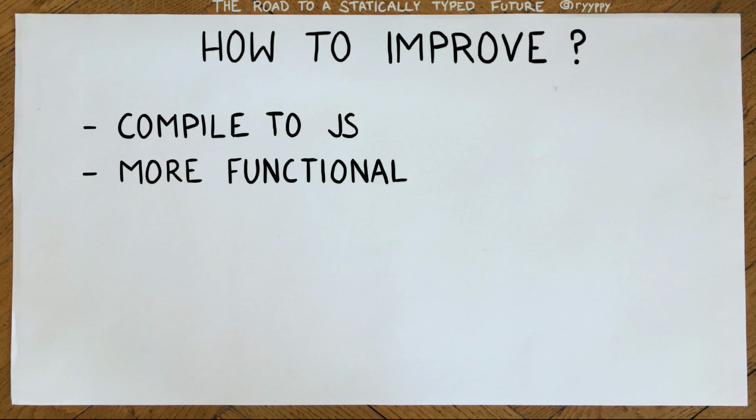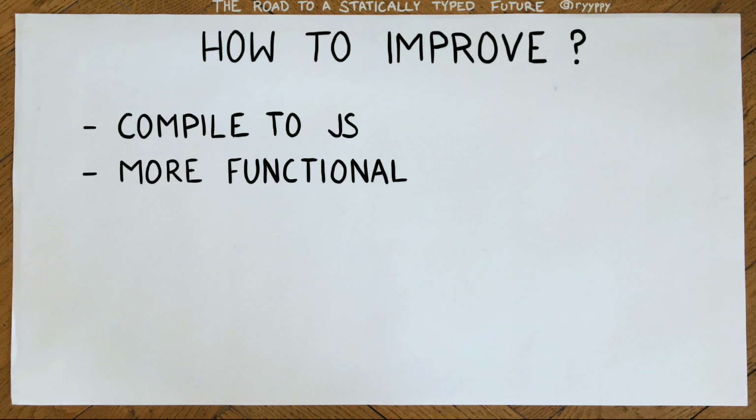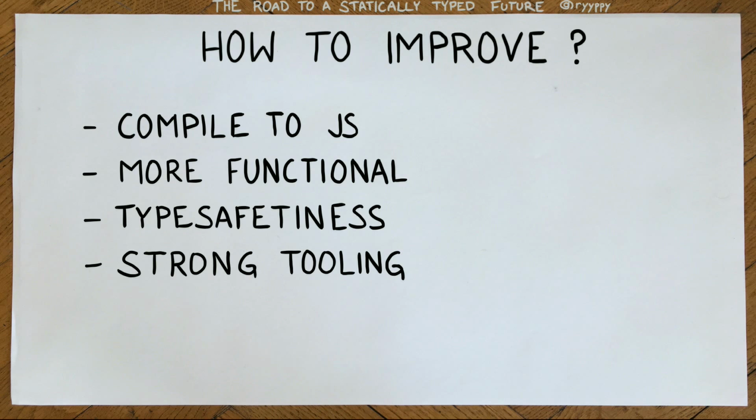I would like to be more functional. I like this functional composition. I would like to have first-level support for that. I want to have a pipe operator, which is already in the making for the TC39. I'm not sure how this will turn out, but we will see. I want the perfect type safety with strong tooling.